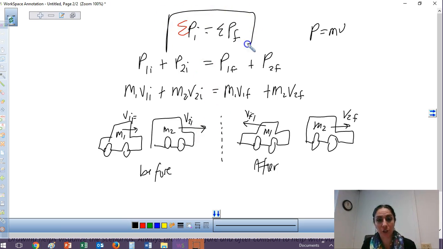But this is generally, and I put the word generally there because I'm going to actually change this a little bit, how to approach conservation of momentum. Look at the two momenta, and you're going to write an expression to describe that system.